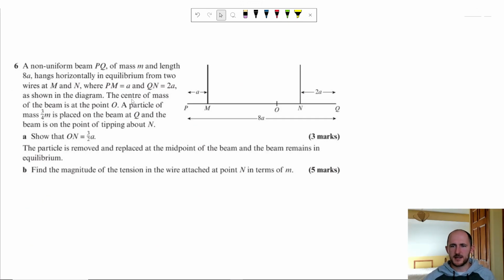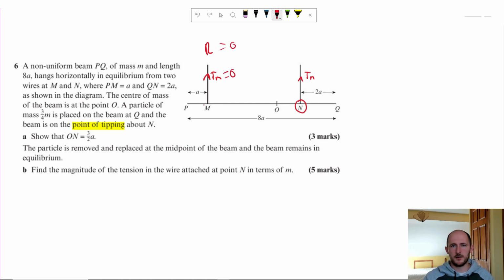The next thing about moments is something called the point of tipping. So point of tipping means that it's about to start rotating or turning, tilting, whatever you want to call it, but hasn't quite yet. And it says that it's on the point of tipping about n. What does that mean? Well, it means that this whole thing is about to go this way or that way. So what does it mean about the moments here? Well, first of all, we know that there's going to be tension in both of these points here. And the key part is, if it's on the point of tilting about n, it means that the tension at m, or the force at m, the resultant force, whatever it is, equals 0.